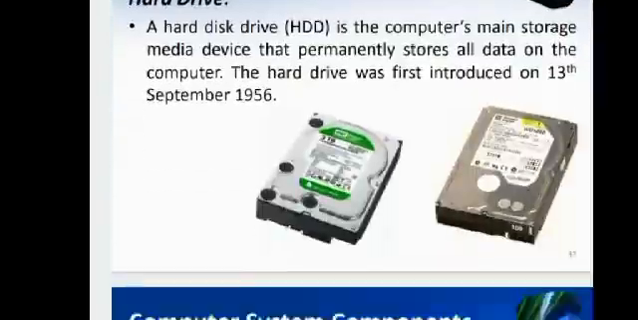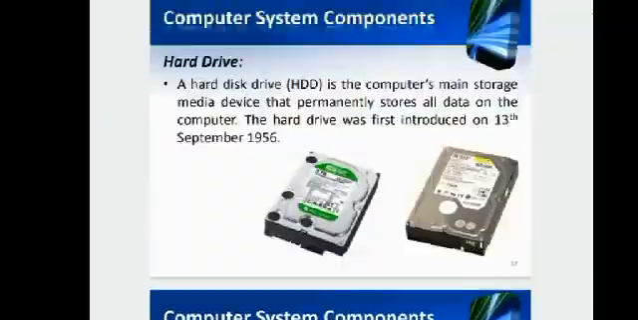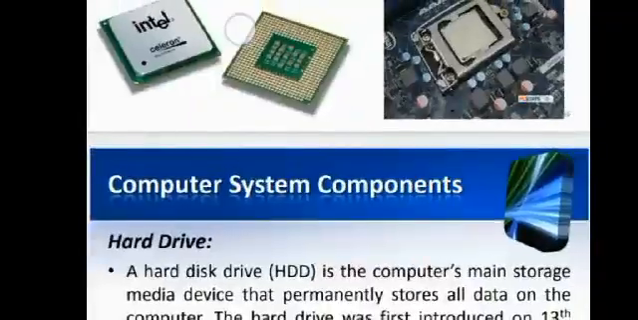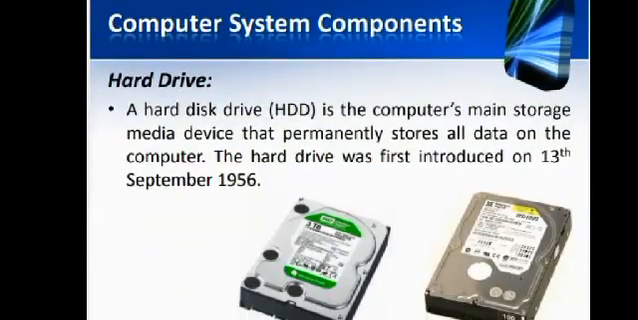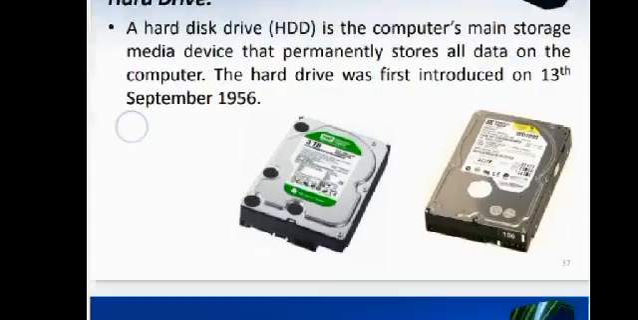The second internal hardware component is your hard drive. A hard disk drive, HDD, is a computer's main storage media device that permanently stores all the data on the computer. And the first hard drive was introduced on the 13th September 1956. Here below you can see its picture.